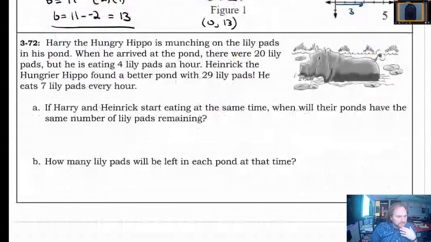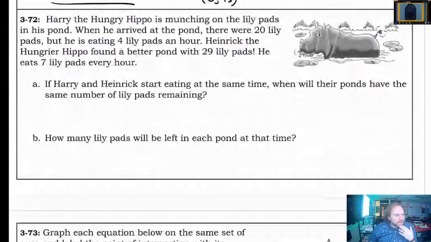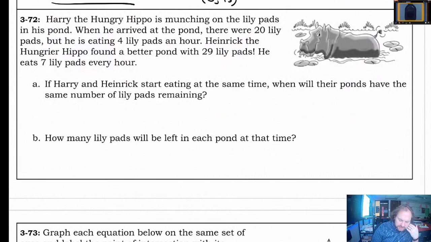372. Harry the hippo is munching on lily pads in his pond. When he arrived at the pond, there were only 20 lily pads. He is eating 4 lily pads an hour. Henrik, the hunger hippo, found a better pond with 29 lily pads, and he eats 7 lily pads per hour. If they start eating at the same time, when will their ponds have the same number of lily pads remaining? I'm going to highlight that.